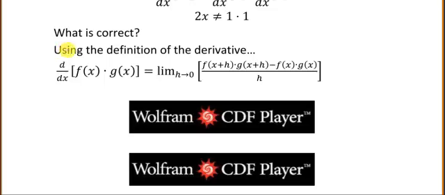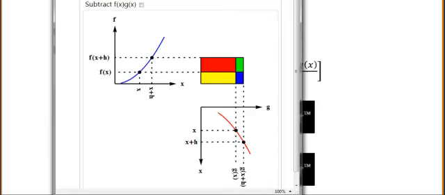So what we have to do is decide what is correct. We can decide this using the definition of the derivative. The derivative of f times g is the limit as h goes to 0 of f of x plus h times g of x plus h. Remember this function, f times g, where each instance of x has been replaced by x plus h, minus f of x times g of x, this function itself, all divided by h. The question is, what does this numerator look like? The numerator is a kind of complicated expression.